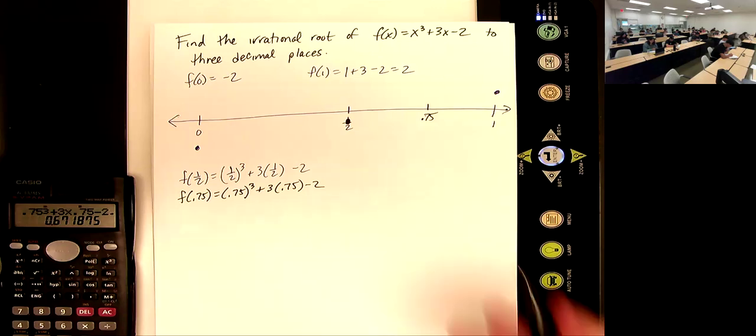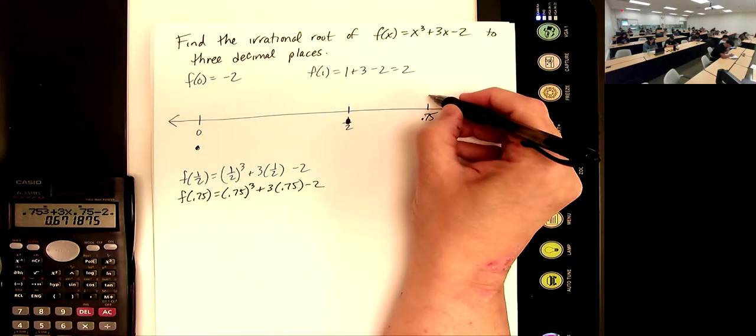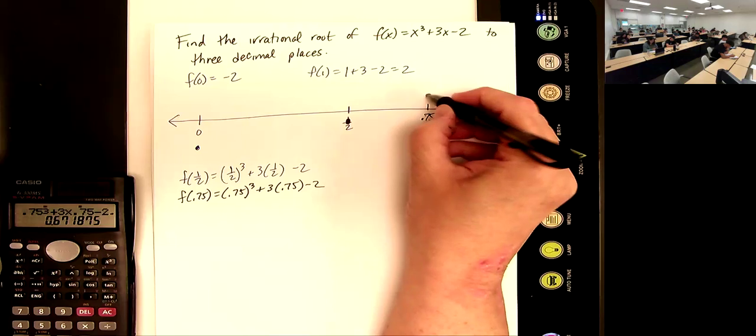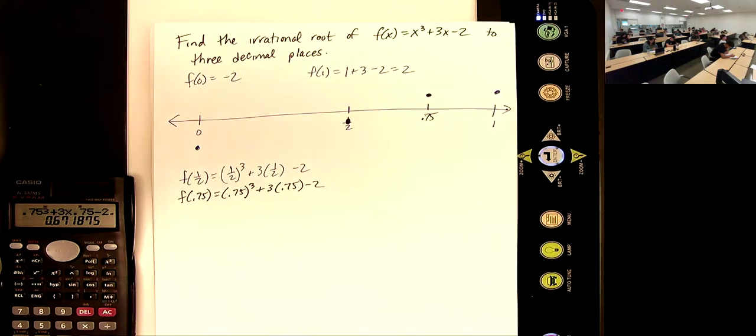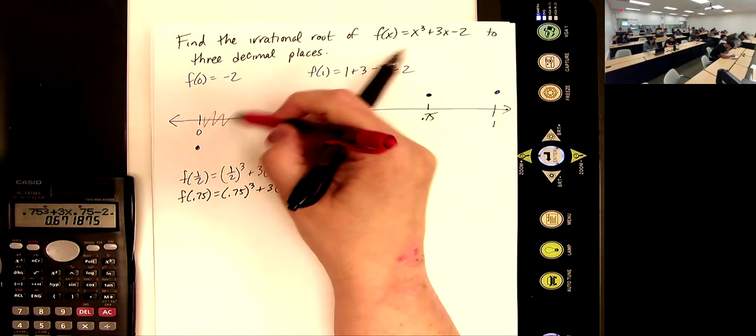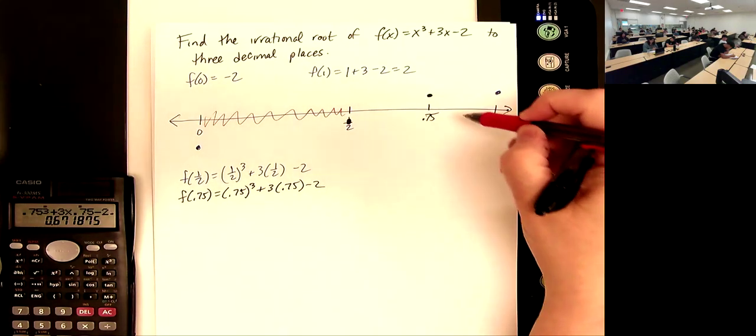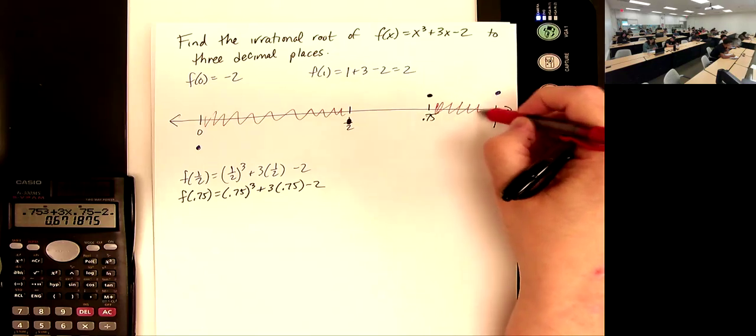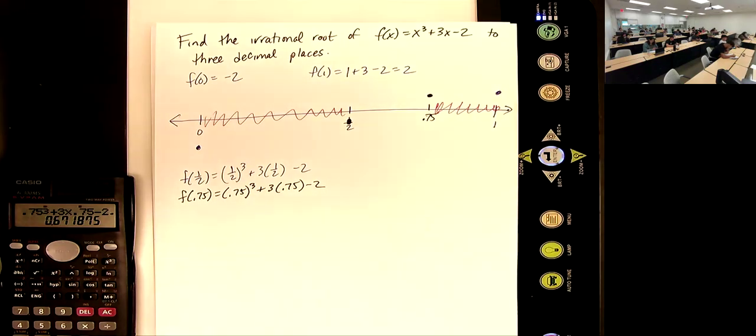Six, 7, 1, that one looks like it's above. So we've already eliminated that region, and now we've eliminated that region. So we're between 0.5 and 0.75.